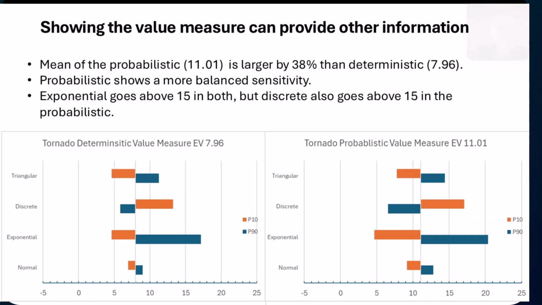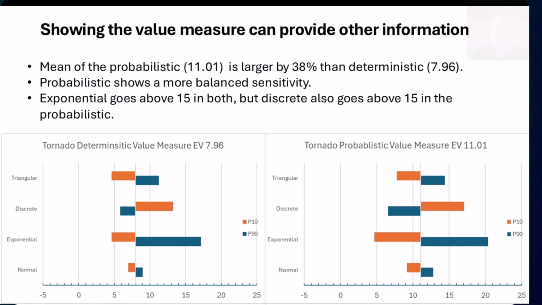Showing the value measure can provide other information. The mean of the probabilistic is 11.01, shown over here, and is larger by 38% than the deterministic of 7.96. It also shows a more balanced sensitivity, whereas here you have a lot of upside. It would appear to be a lot of upside. It could be interpreted as upside.